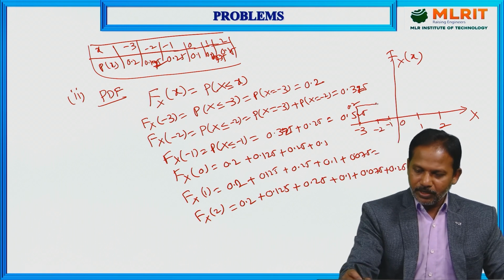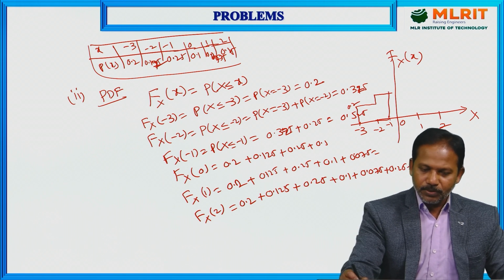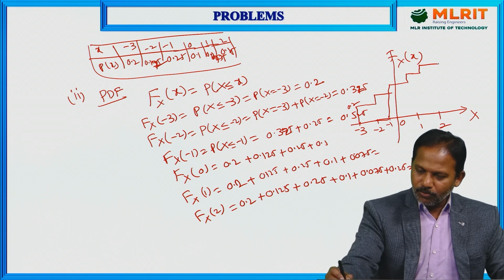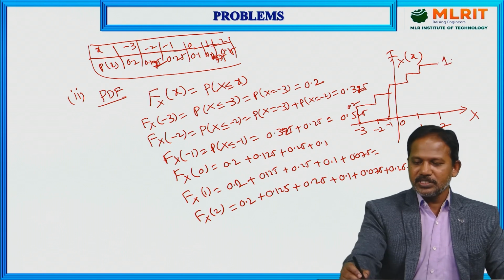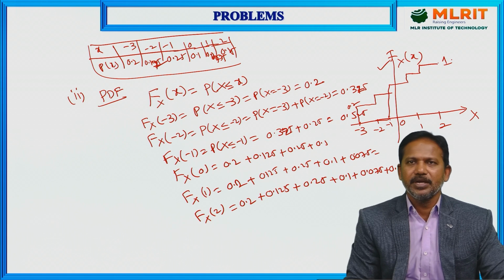plus 0.175. That is 0.375. Next, at 1, my voltage will be taken as 0.175 plus 0.25. That will be 0.445, and so on, it will keep increasing. So here at 2, my voltage will be 1 only. So this is the probability distribution function and the graph of the probability distribution function.